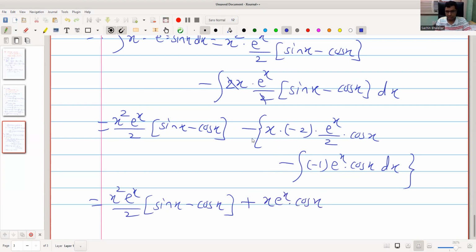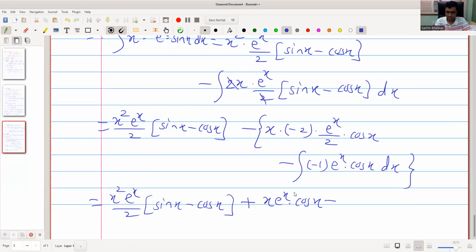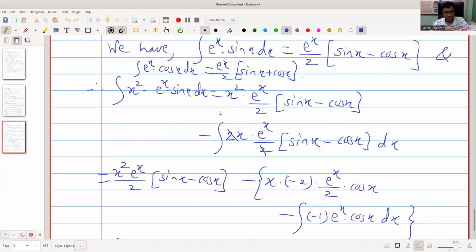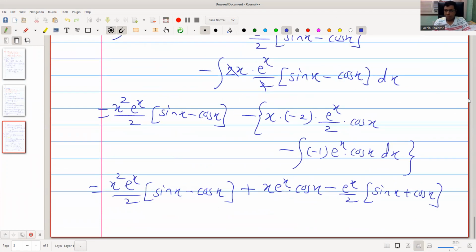Okay, now here this is minus minus and minus 3 times, so it is minus integral e raised to x cos x. It is here, so it is e raised to x by 2 into sin x plus cos x. Okay, we need constant of integration, so here I am putting plus c everywhere. Okay, so this is the required answer.